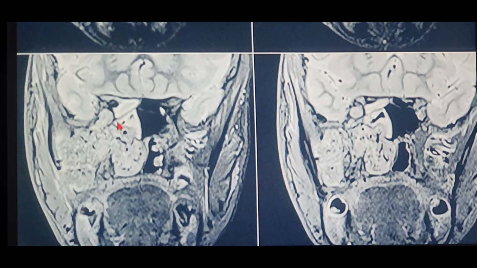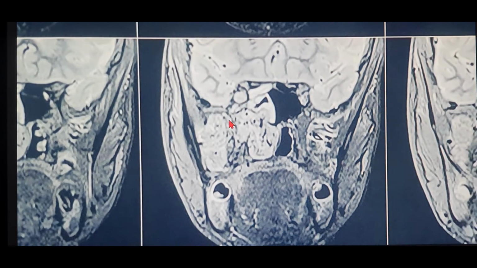So this is nothing but the sphenoid sinus, and what you see here is the temporal lobe. That is almost the area of the orbital apex. So you can see the JNA entering into the orbital apex, inferior aspect. This is how MRI is really important and useful. The same thing you can see over here.